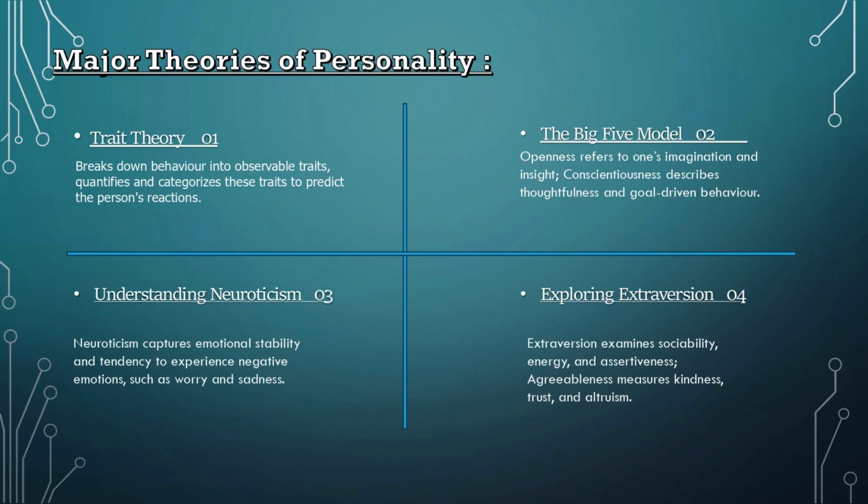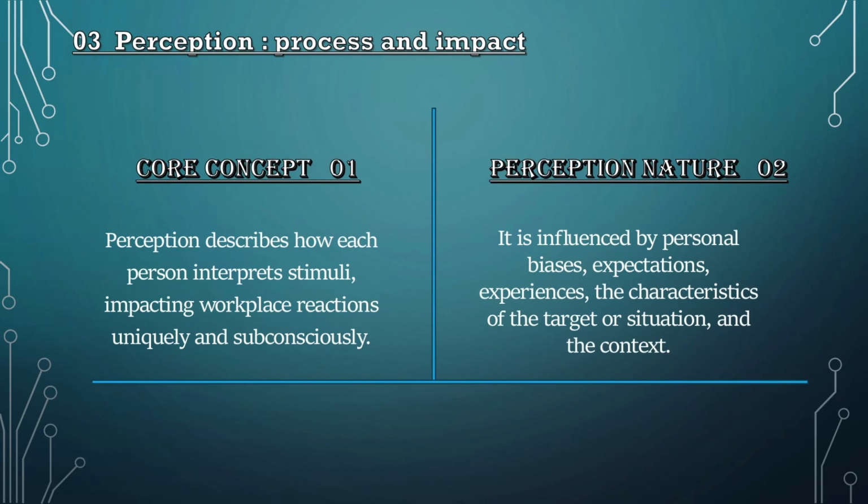Now, we will discuss the major theories of personality. So, these are four major theories of personality: trait theory, the Big Five model, understanding neuroticism, exploring extraversion.